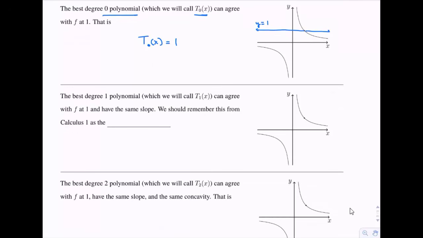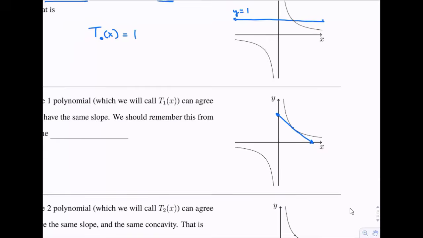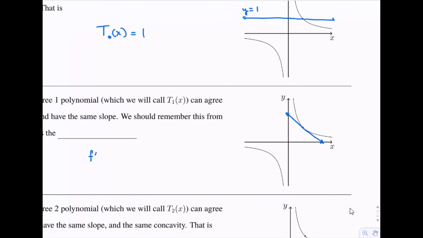Okay, moving on, the best degree 1 polynomial, which we'll call t sub 1 of x, can not only agree with f at 1, but it can also have the same slope. So maybe the first step, let's figure out what the slope of our function at 1 is. So we're going to take the derivative. I get my negative 1 over x squared, just using the power rule here. And then if I plug in 1 for x, we're going to see that the slope at this point should be negative 1.